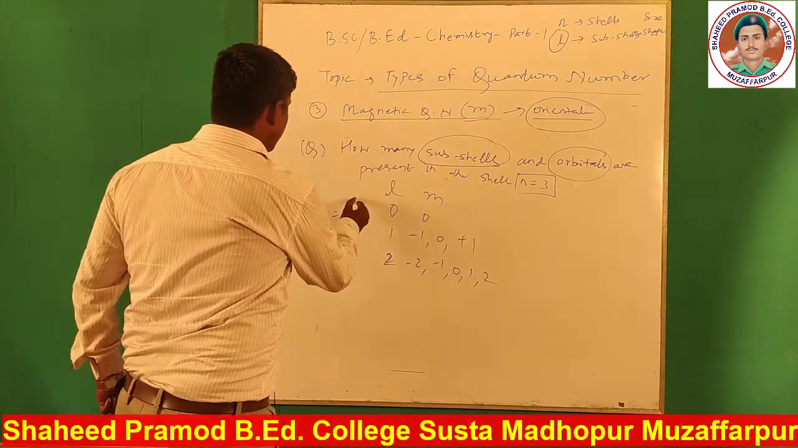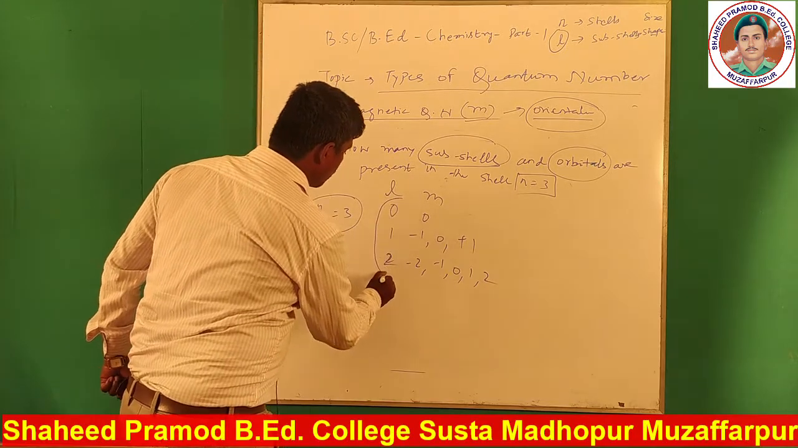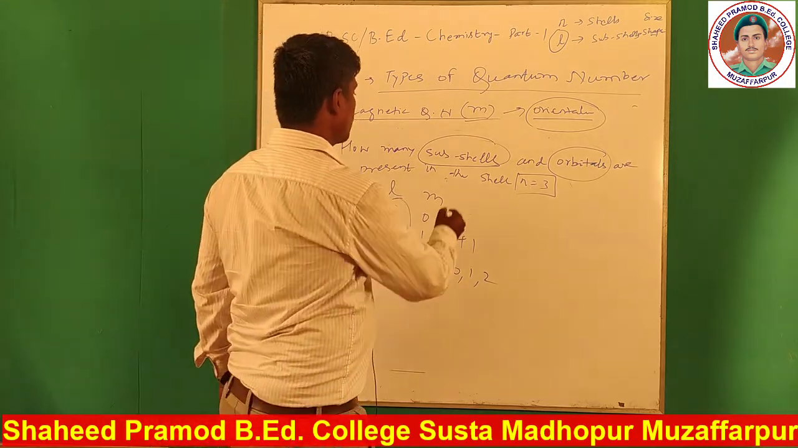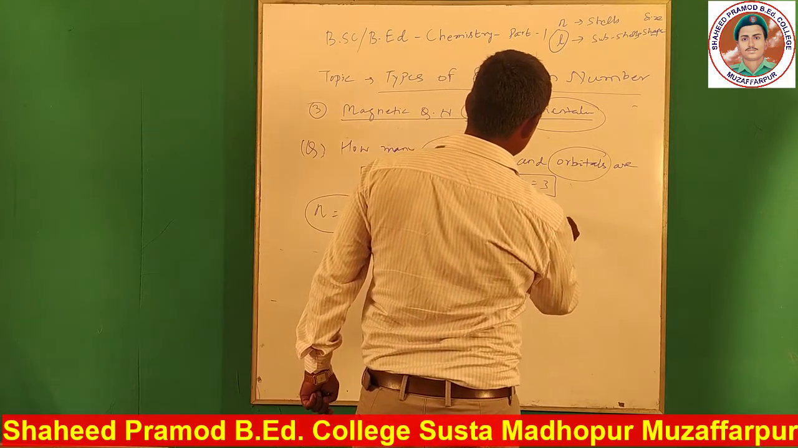So, if n is equal to 3, what is the value of L? This is 0, 1 and 2. So, the number of subshells will be how much?